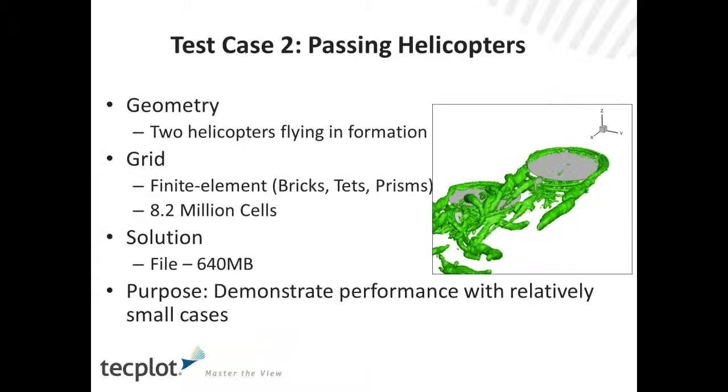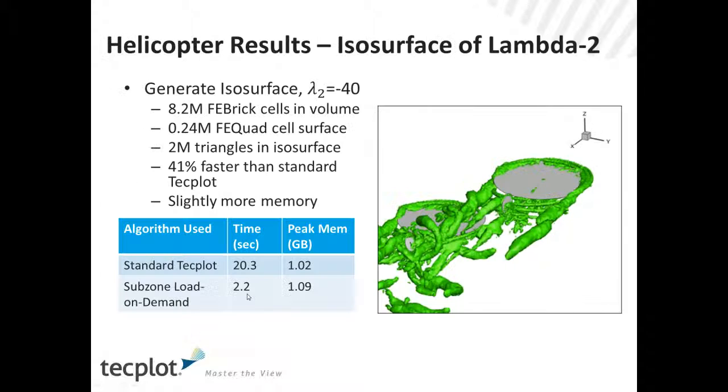The second case we'll look at is 2 helicopters flying in formation. It's a finite element mesh. It's about 8.2 million cells, and the file is about 640 megabytes. Again, this is a relatively small case used just to show you that you would see a benefit even in small cases. The next 2 cases, we're not going to talk about in detail. I think we'll come back to the results after we show you in detail. But to point out that you can load it today, it takes about 20 seconds, and we'll show you with the new technology it's about 2 seconds.